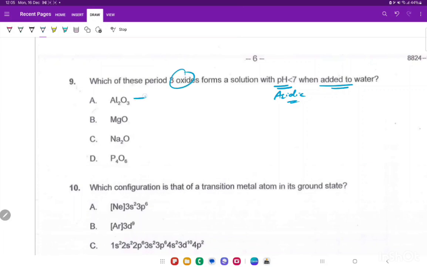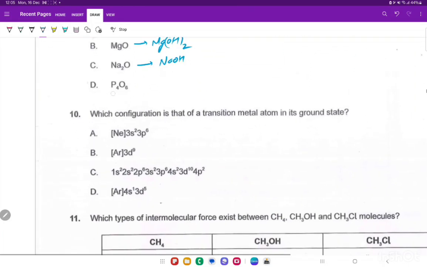Okay. Al2O3 is an amphoteric oxide. It can react with acid and base both. MgO is a basic oxide, forms Mg(OH)2. Na2O is also basic, it forms NaOH. And P4O6 is phosphorus trioxide. It reacts with water to form H3PO3. And H3PO3 is an acid, therefore its pH will be less than 7. Therefore my answer is D.